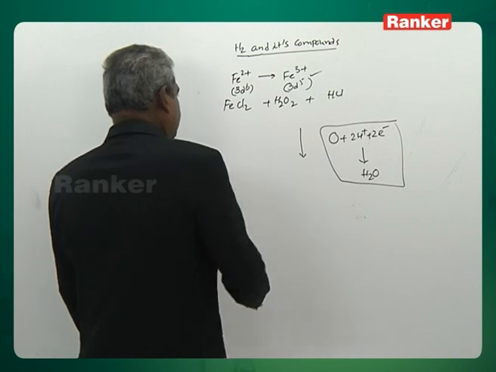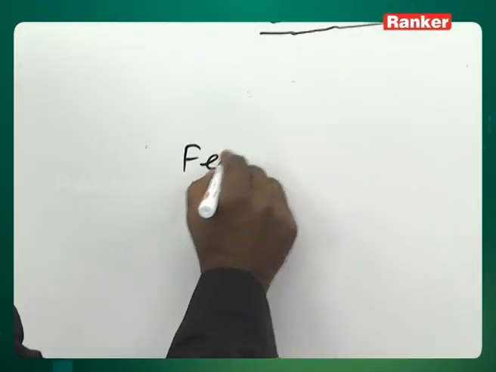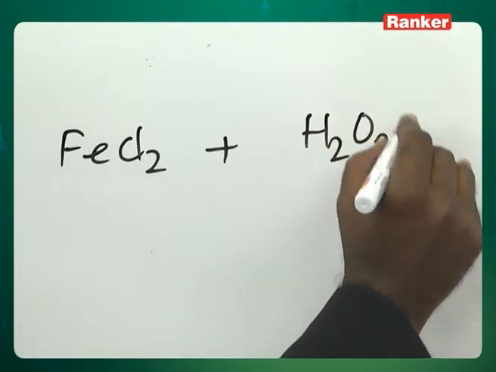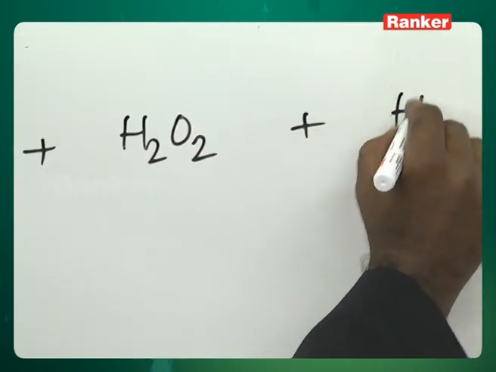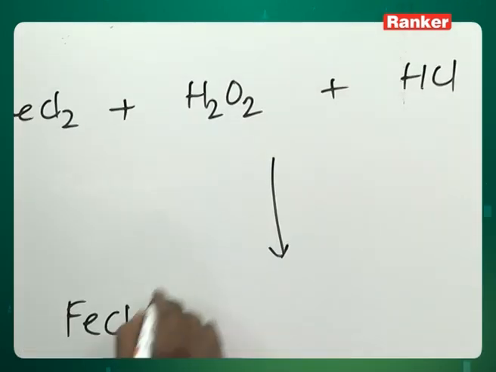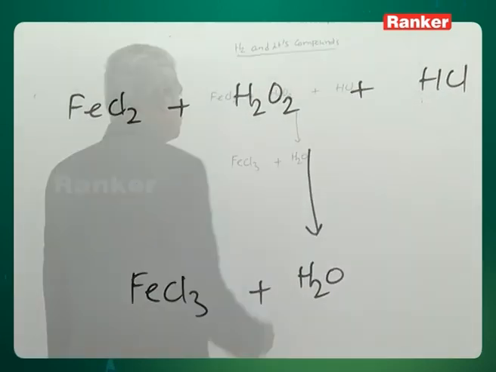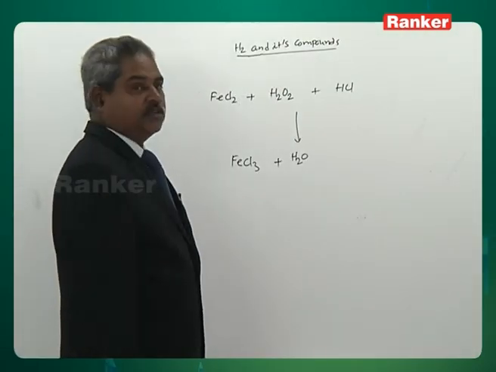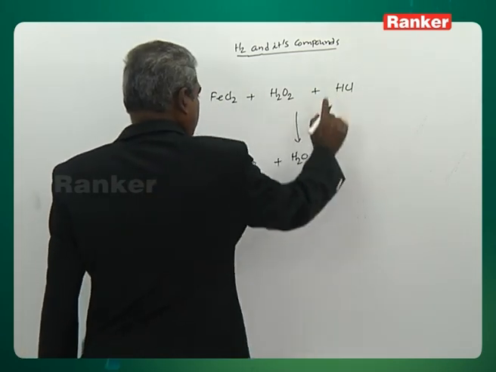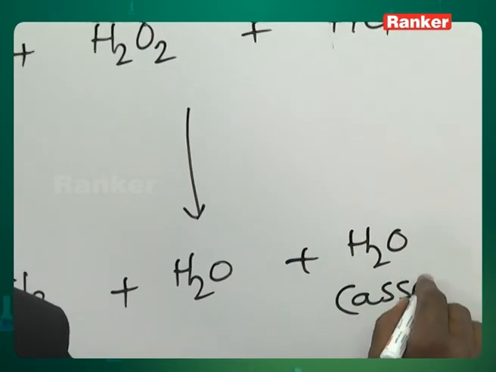So ferrous is a reducing agent. What happens? Let us see. FeCl2 plus H2O2 plus HCl. It becomes FeCl3. H2O2 becomes H2O. And what happened to that extra oxygen? The additional oxygen, the second oxygen of H2O2, that oxygen, the electrons here and the protons here, it becomes H2O. I call it the assembled H2O.